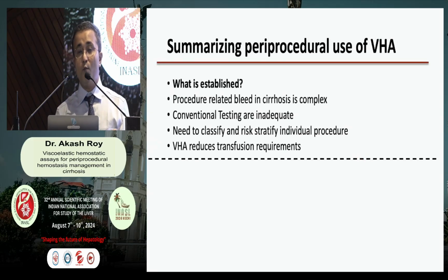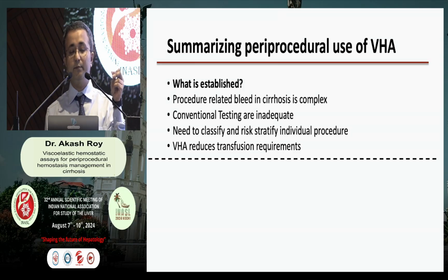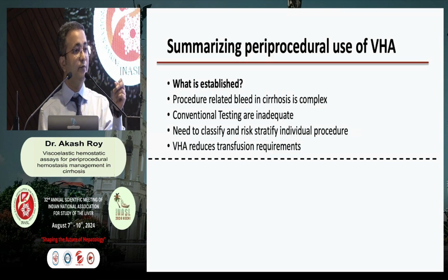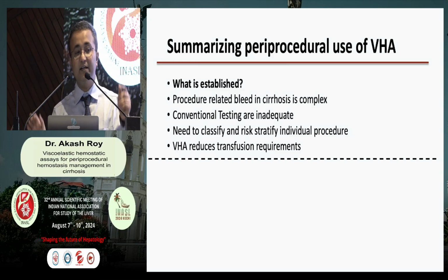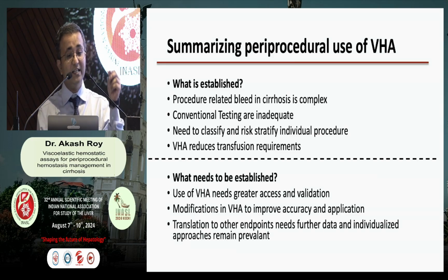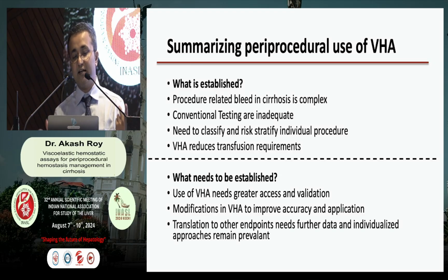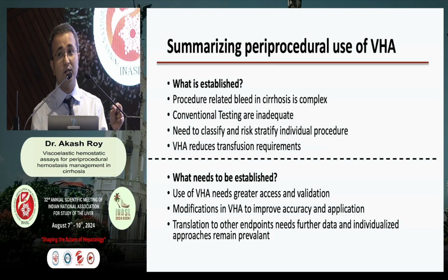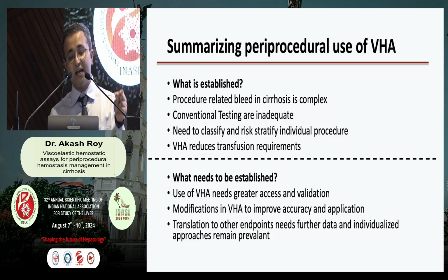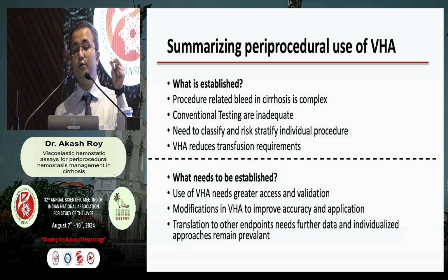So we summarize. What are the things that are established? Procedure-related bleeding in cirrhosis is complex. Conventional testing is inadequate. We need to classify our procedures according to their individual risks. VHAs definitely reduce transfusion requirements. What needs to be established is that the use of VHAs has to have greater access and validation. We can modify these VHAs, like using heparinase for better accuracy, and the translation to endpoints beyond only volume of blood product requirements needs further validation. Until then, the approach remains individualized.